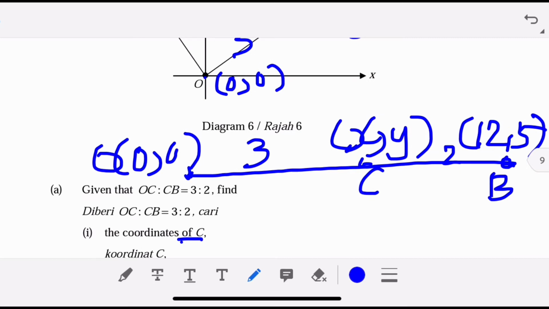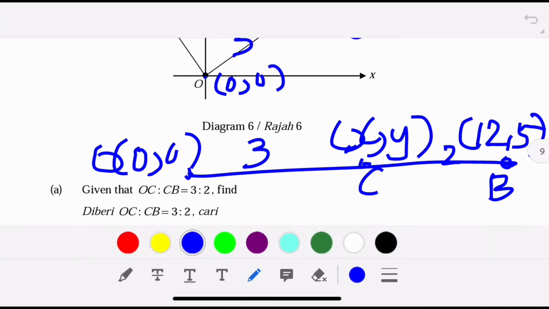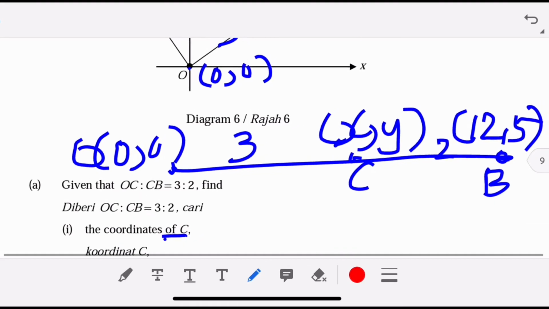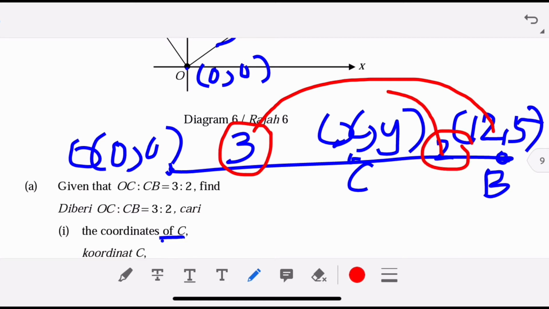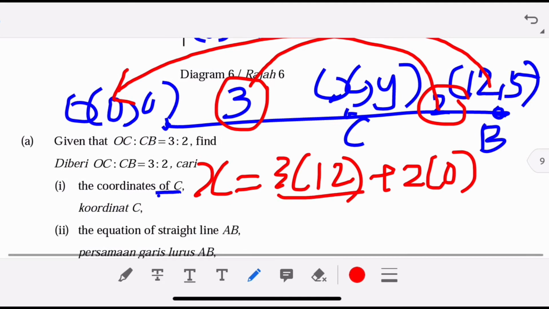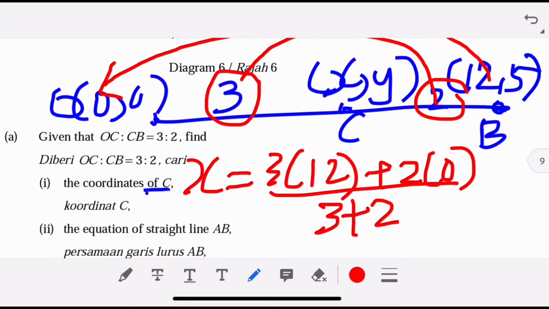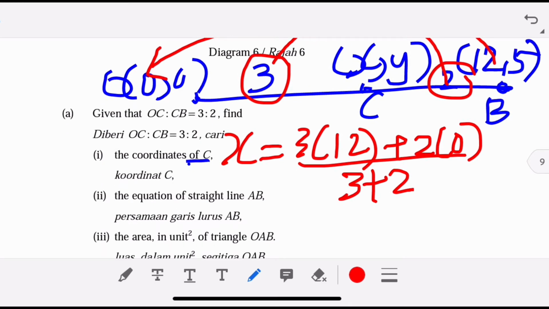Alright, so now I'm going to show you how I cross multiply in order to find the point C. For the ratio theorem, we will actually try to cross. Use the ratio 3 times 12, and then the other ratio 2 times 0. Make sure there is a cross between the two lines. Okay, so we always start from the point in between the two ends of the line, which is C. So x is equal to 3 times 12 plus 2 times 0 over 3 plus 2.